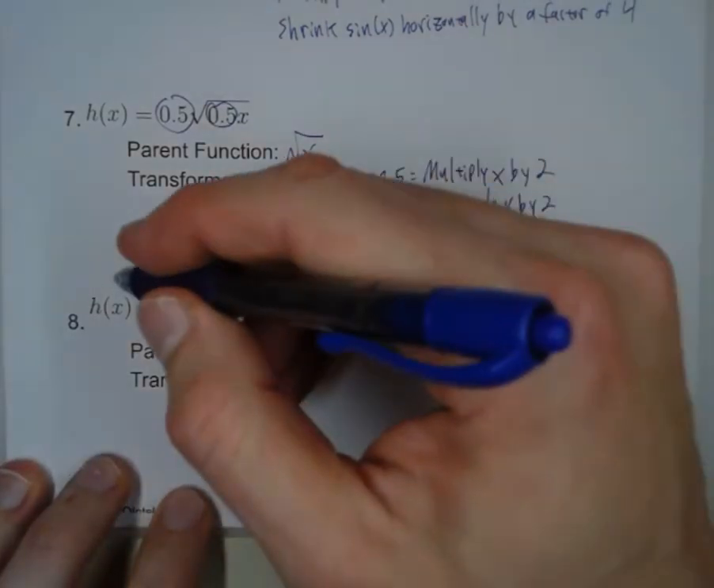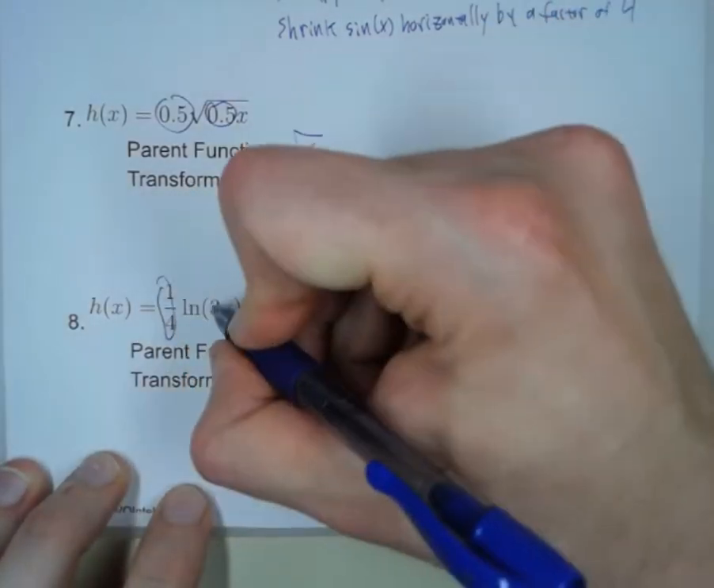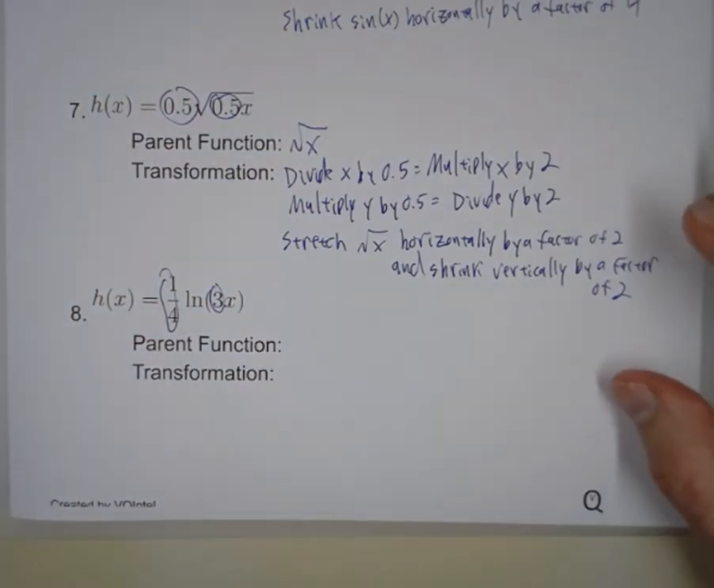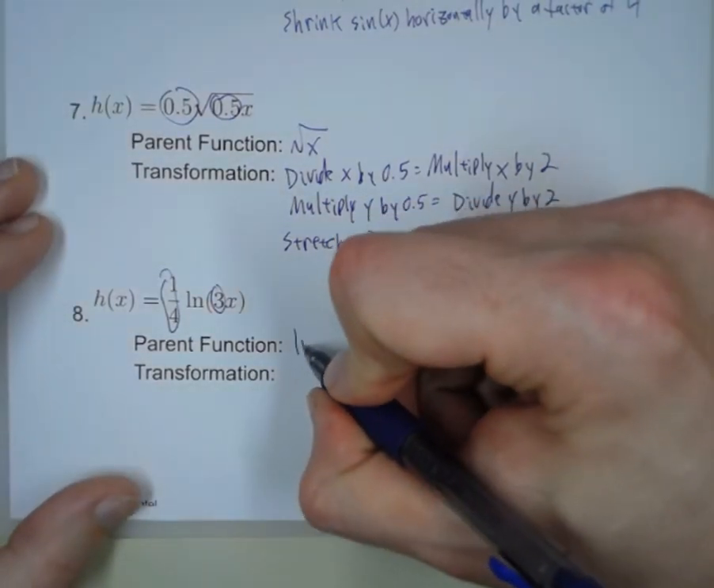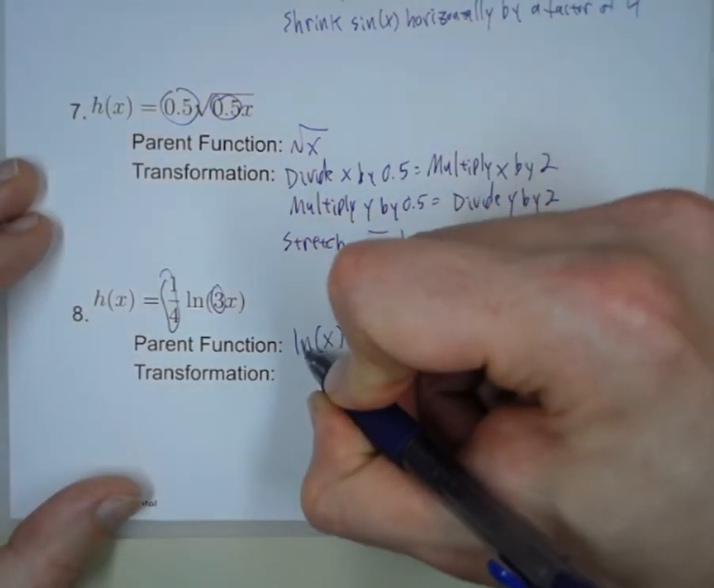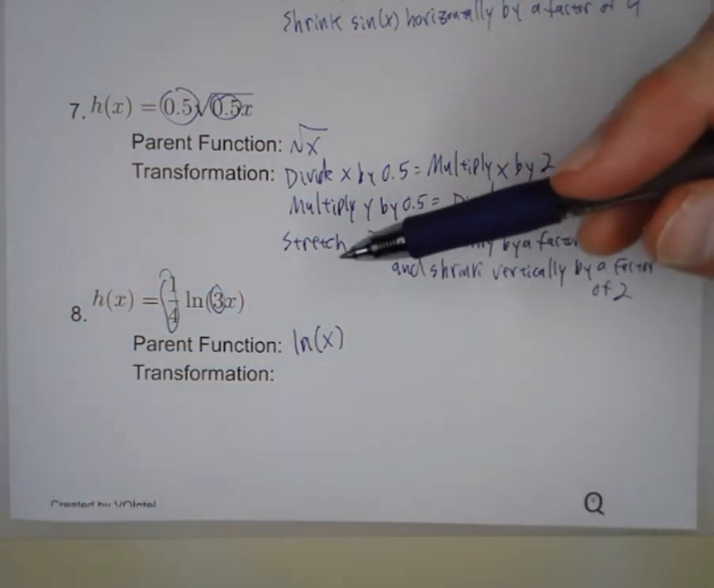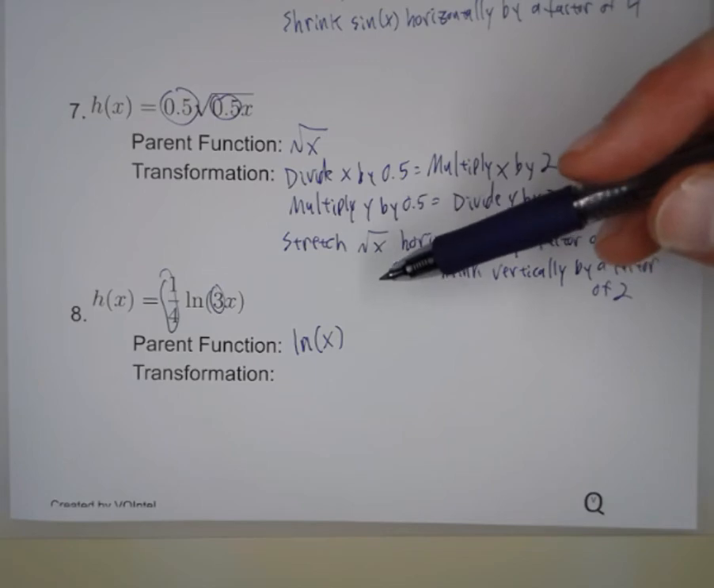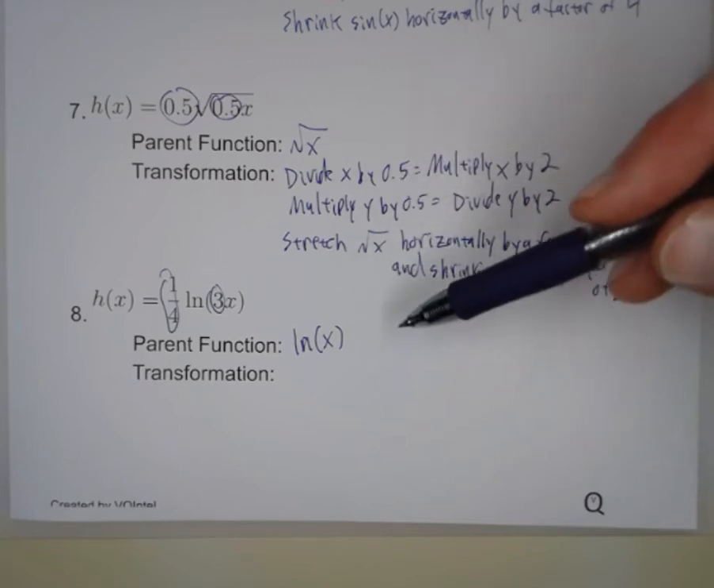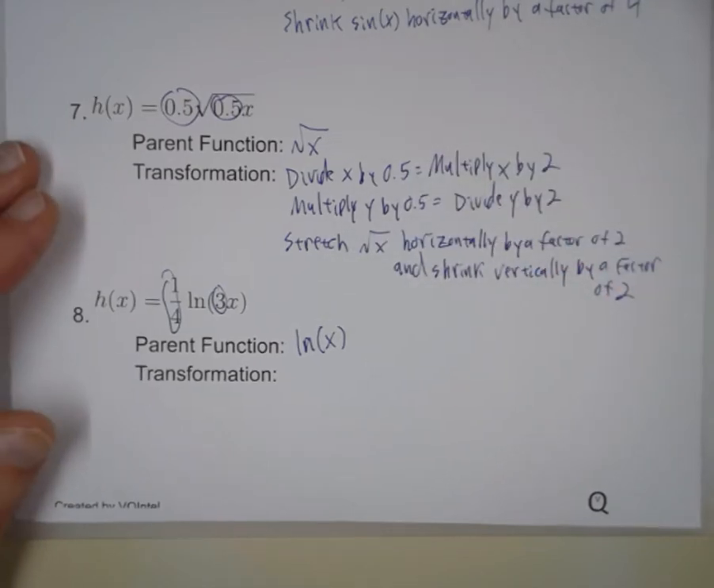All right, now the last one here, we've got 1/4 out front, and we've got 3 on the inside. So what's left is ln of x. Whatever that is, not quite sure, but you don't have to for this. So if those of you familiar know what ln is, great. And if you don't know what ln is, that's okay too. You can still complete this without knowing what ln means.